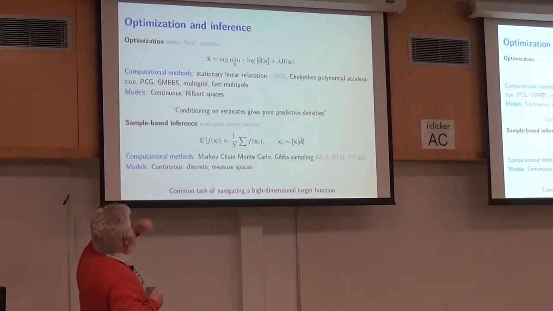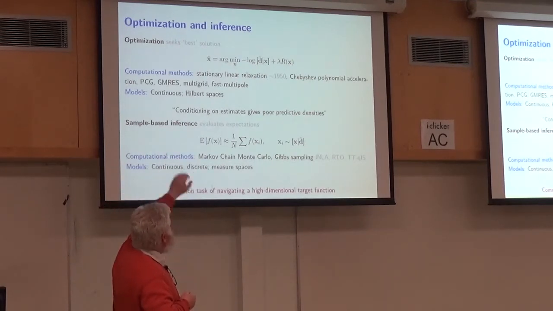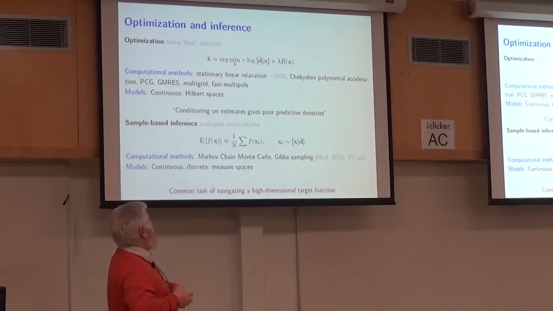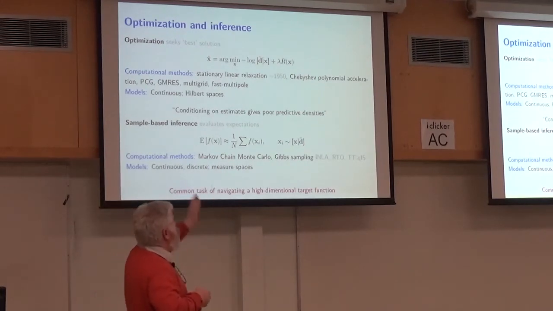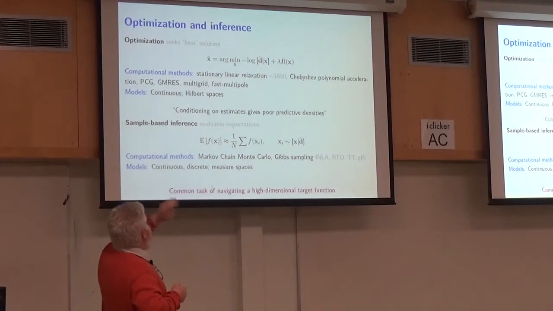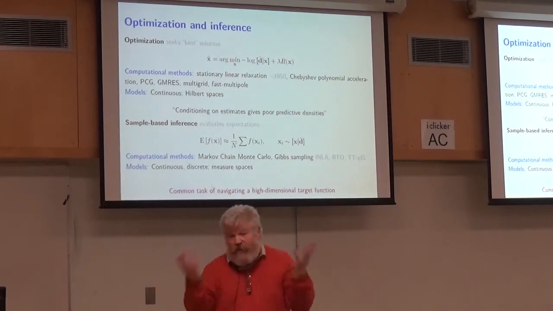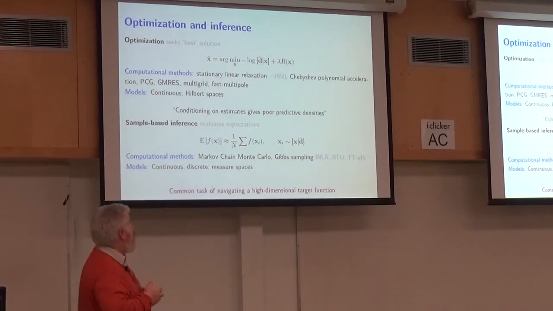And so that's the kind of form up on the top line there. You minimize something that's the log of this distribution over data given your unknowns and some regularizing term. And really what I want to say was about the computational methods. So how do we do that in the computational world?